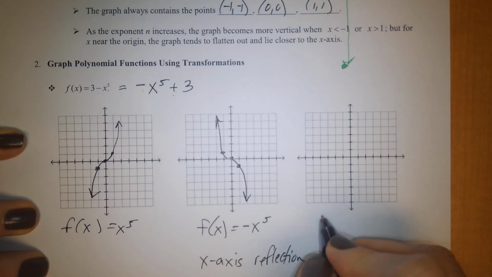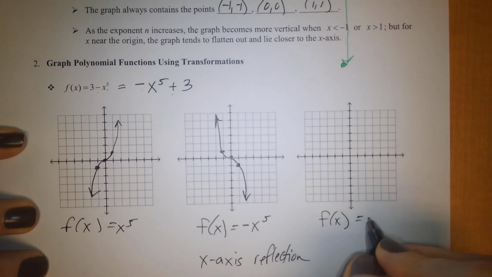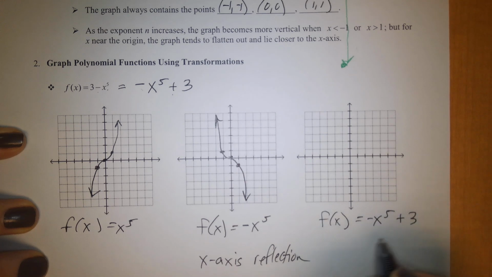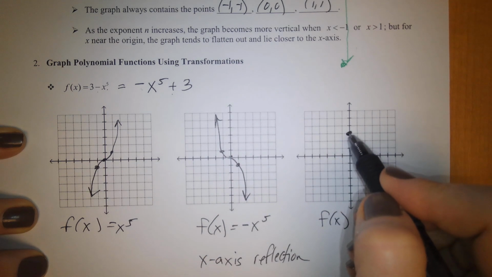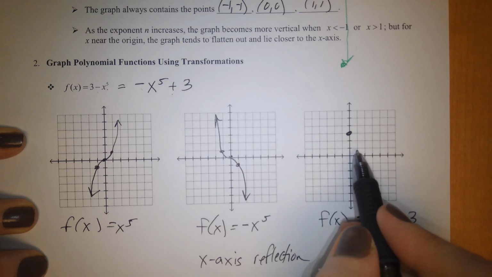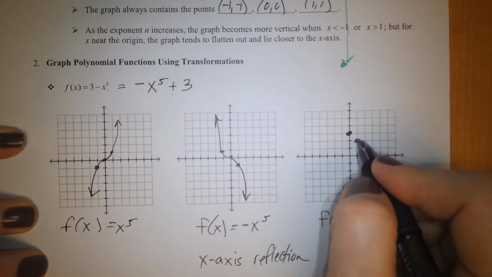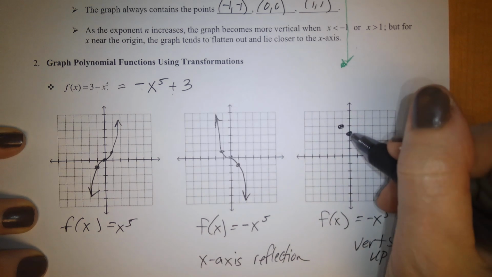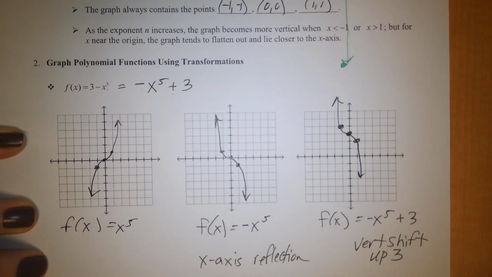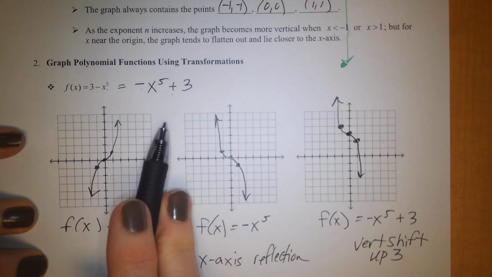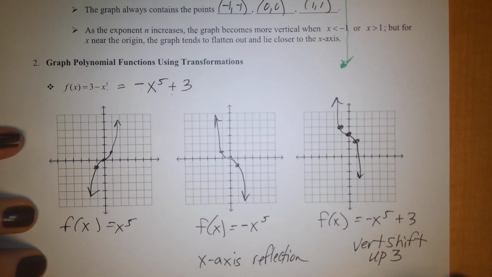Finally, we're going to add the 3 on. This adds a 3 on the outside of the function, which means it's going to do a vertical shift up 3 units. So the origin is now going to move up 3 units. This point will move up 3 units and up 3 units. So this is the final graph of this function.